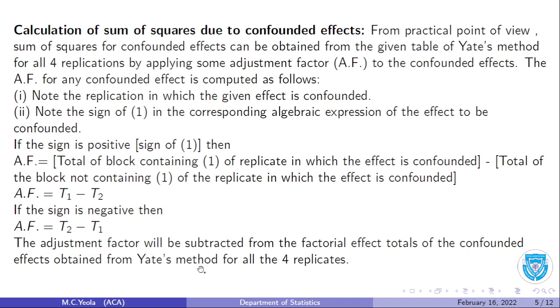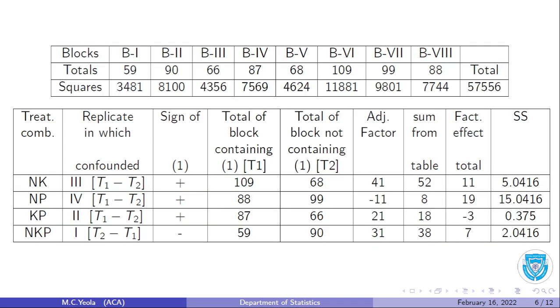The adjustment factor will be subtracted. After getting the adjustment factor, what we do is subtract the adjustment factor from the factorial effect totals of the confounded effects obtained from the Yates method for all the 4 replicates, or all 4 replicates we are having in this case. So we subtract related to that from the factor here.